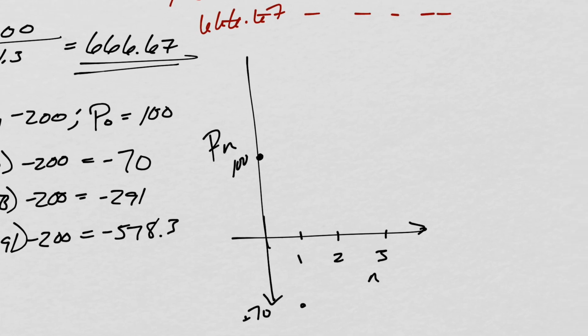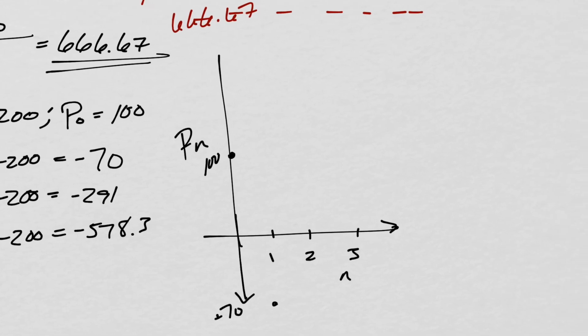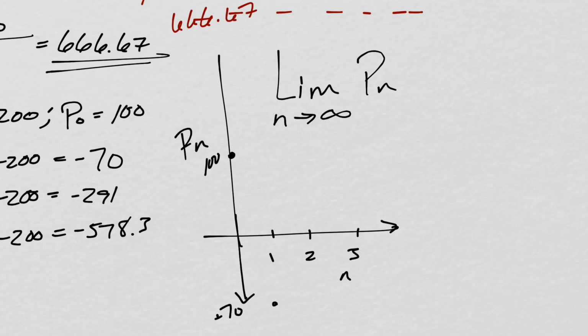So in this case, we know it's diverging. In fact, we can see that it's moving progressively further away from the equilibrium value in the negative direction. So we could say that the limit of P sub n as n approaches infinity is equal to negative infinity. Right? And so we can also say diverging.